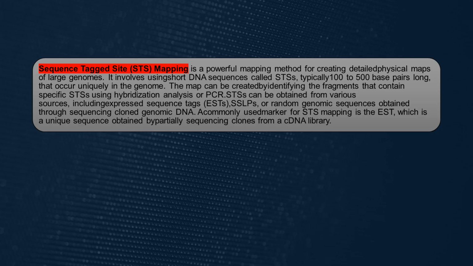STSs can be obtained from various sources, including expressed sequence tags, ESTs, SSLPs, or random genomic sequences obtained through sequencing cloned genomic DNA. A commonly used marker for STS mapping is the EST, which is a unique sequence obtained by partially sequencing clones from a cDNA library.